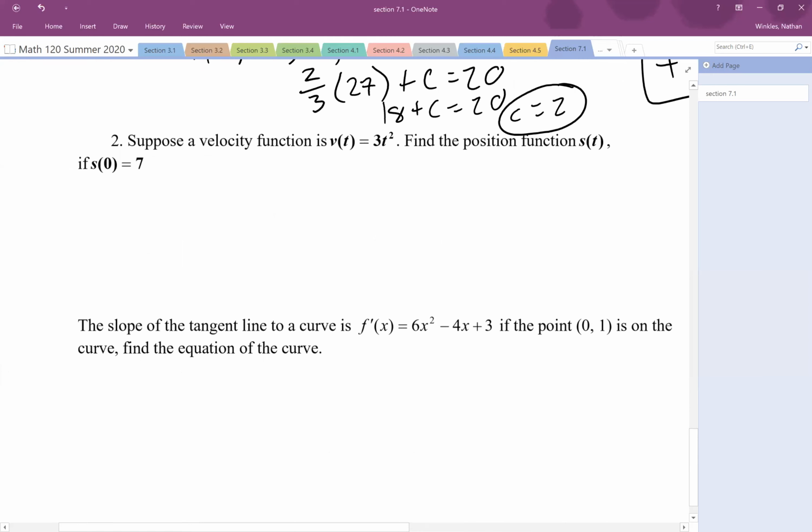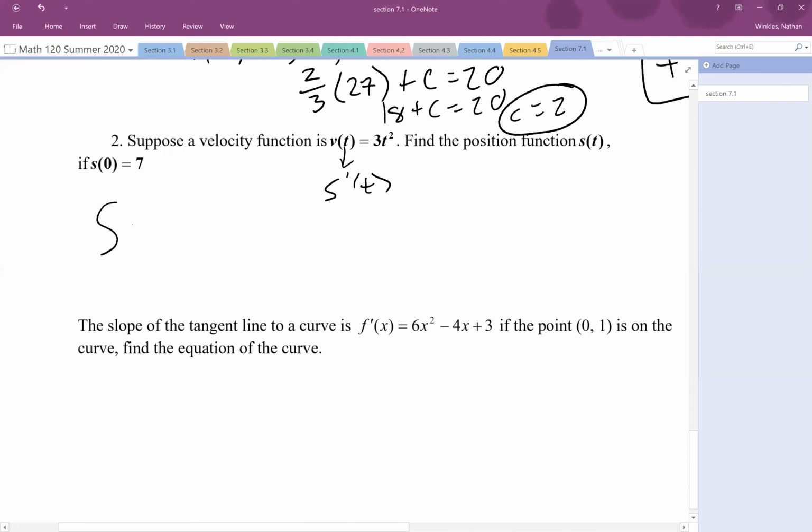So we're told, suppose a velocity function is v of t equals 3t squared. Find the position function s of t if s of 0 is equal to 7. So this is more of an engineering application than a business application here. Velocity is the first derivative. So in other words, what we're saying here is that v of t is really s prime of t.